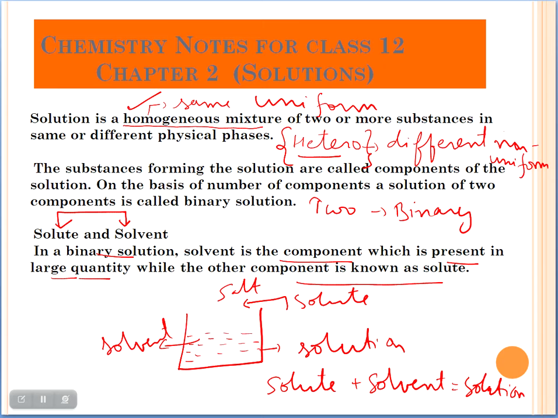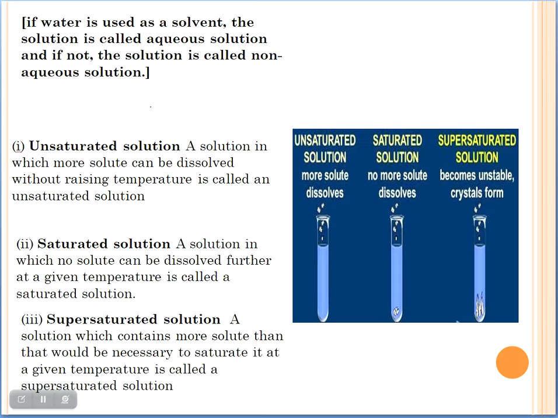Clear, guys? Second, if water is the solvent, the solution is called an aqueous solution. There are many kinds of solution. If water is the solvent, then it is known as an aqueous solution, and if water is not there, we will call it a non-aqueous solution. Clear? There are three types of solution: unsaturated, saturated, and supersaturated.